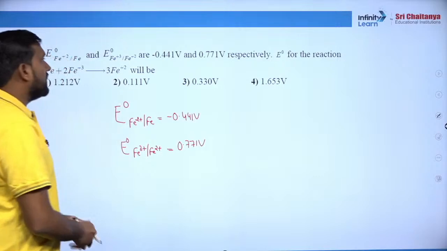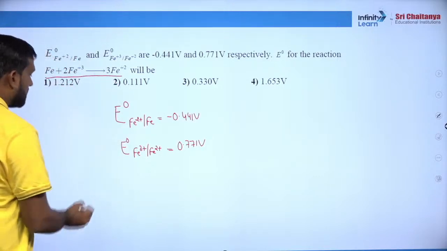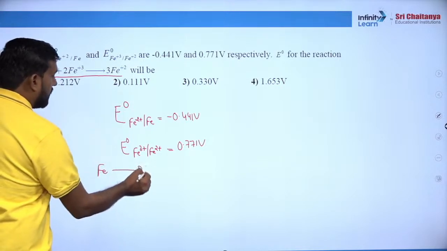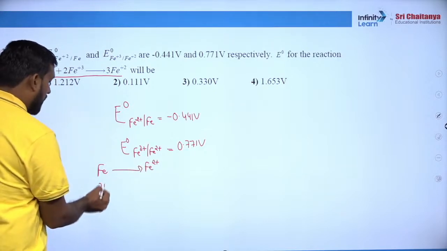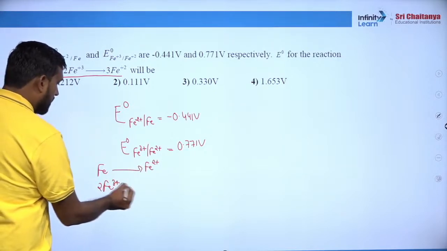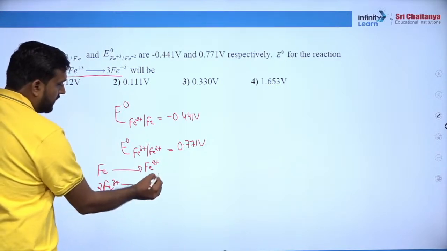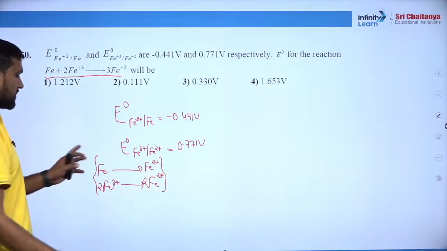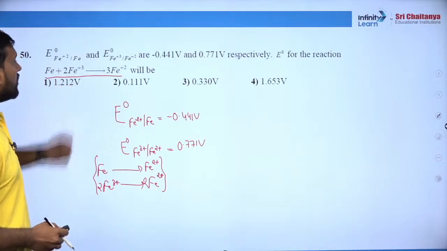Okay, now there is another reaction going on here, where basically 2 reactions are taking place in parallel. Fe is converting into Fe2+, and the next reaction is that 2 of Fe3+ is getting converted into 2 times Fe2+. Okay, so there are 2 reactions going on, and the net reaction is the summation of both of them. Now we have to find out the E naught for this reaction.